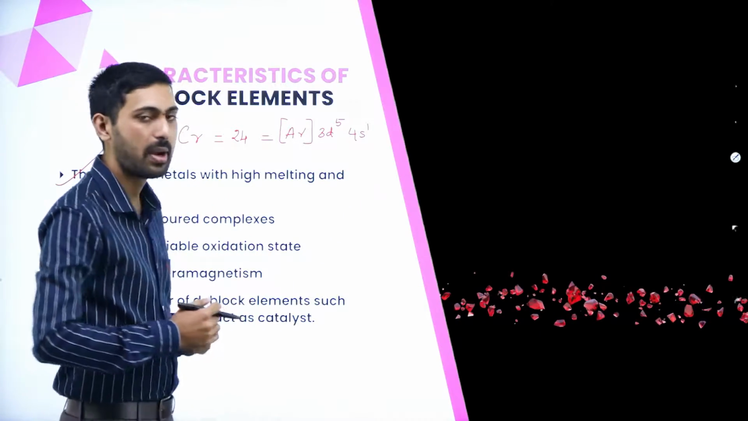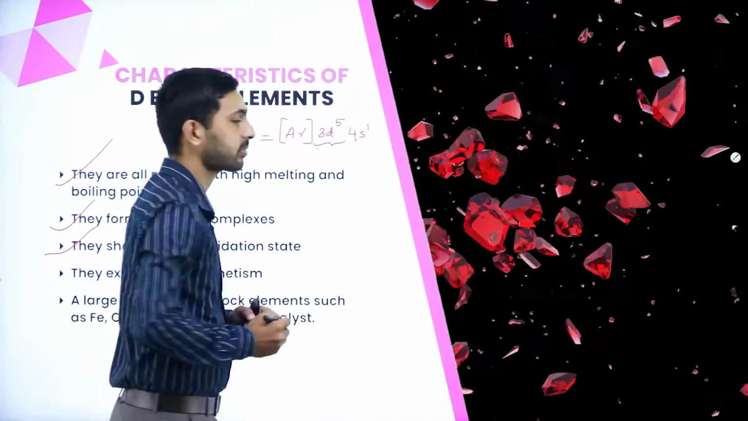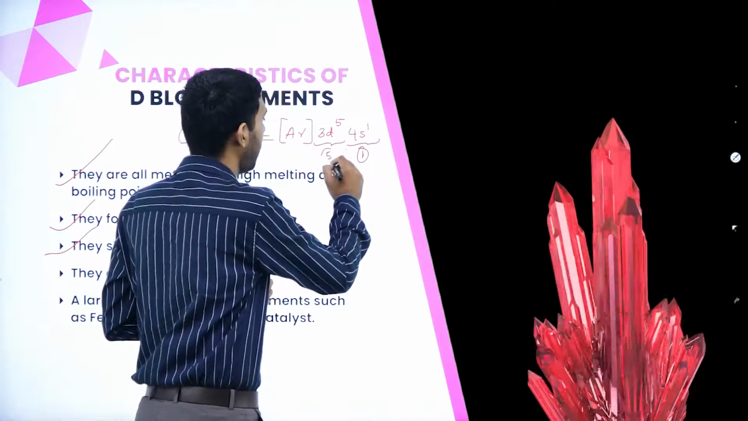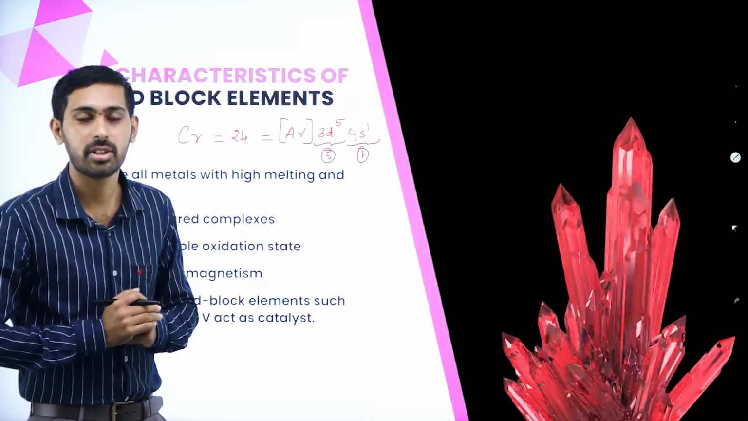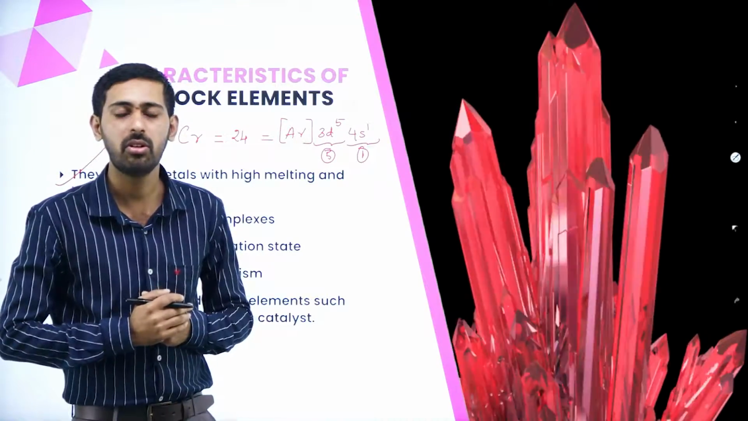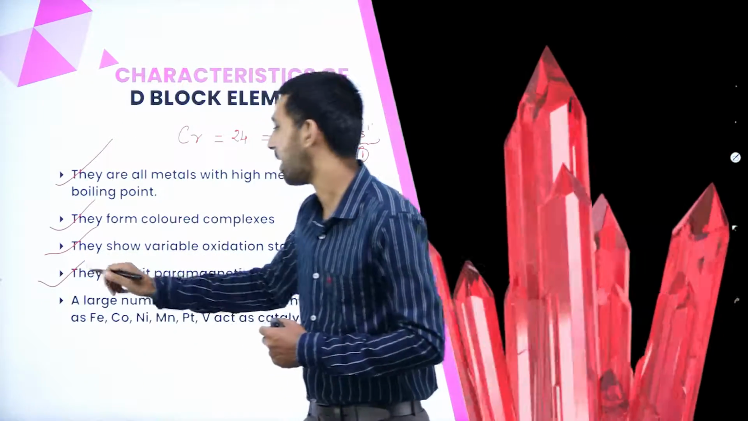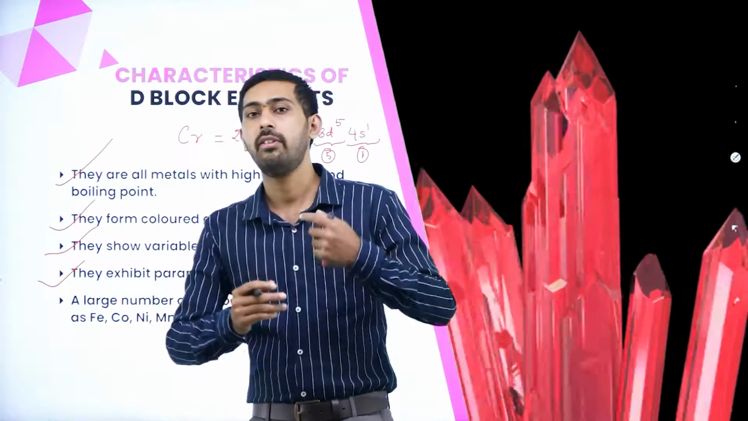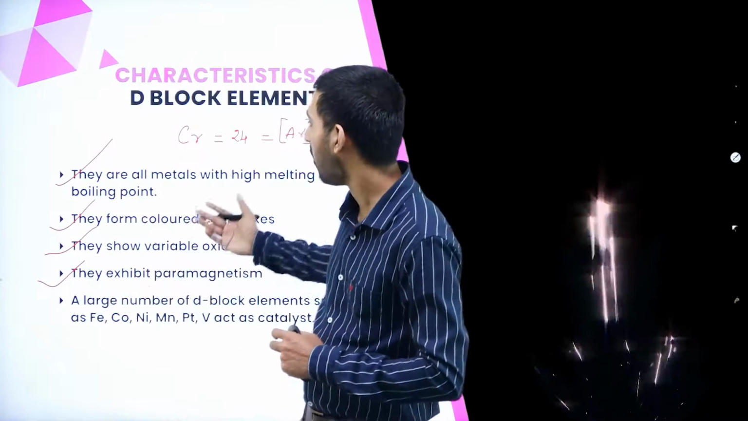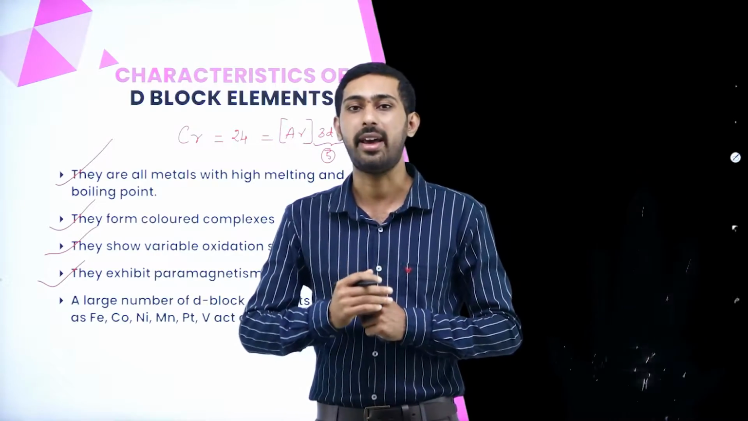Here the capacity of the d orbital is 10, but how much has been filled? Only 5 electrons, and in the s orbital only 1. So we can say that chromium shows different oxidation states because it has unpaired electrons. Did you understand? Next, they exhibit paramagnetism. Paramagnetism appears only when the metal has unpaired electrons. All the d block elements have unpaired electrons, so we can say that all of these elements show paramagnetism.